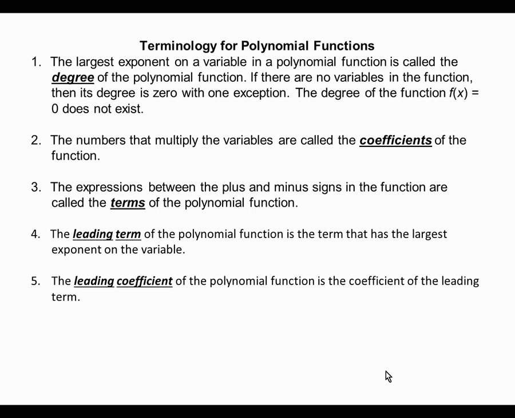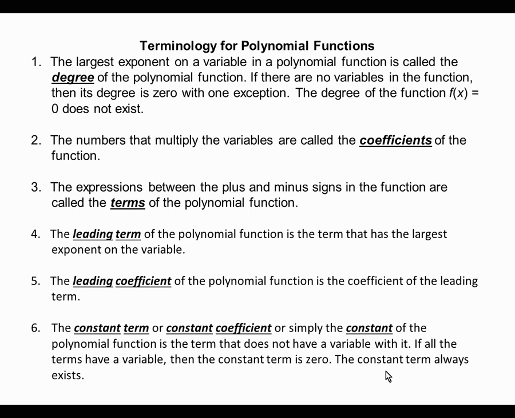And lastly, number 6, the constant term, or constant coefficient, or simply the constant of the polynomial function, is the term that does not have a variable with it. If all the terms have a variable, then the constant term is 0. The constant term, again, always exists, just like the leading term and the leading coefficient. So again, the constant term is the term that does not have a variable. And if all of the terms have a variable, then the constant term is 0.